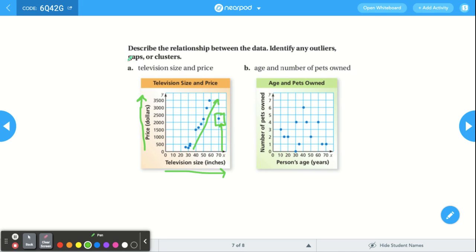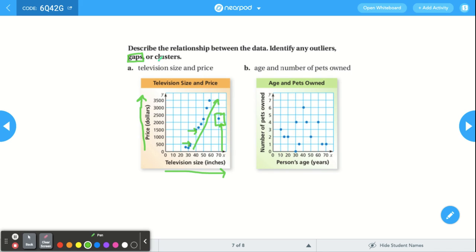Let's see. Gaps. Are there any gaps in my data? So there is some gap between here and here. You see how it just jumps from one set of data to the next without having any dots in between? That would be considered a gap. So I would say there's a gap between TVs that cost $500 and TVs that cost $1,500.